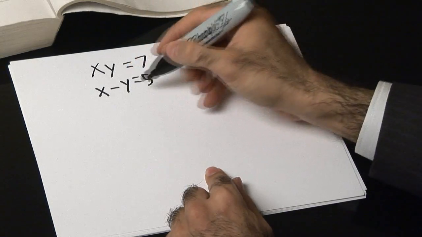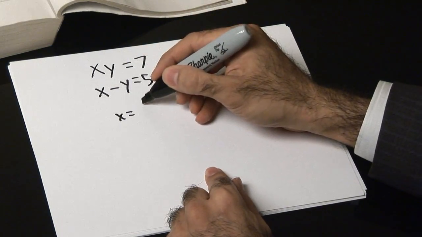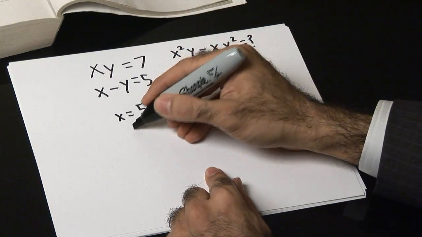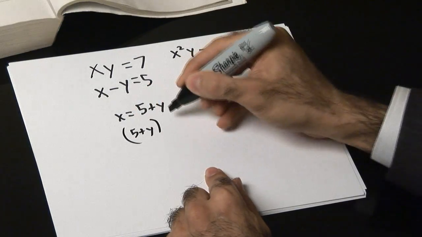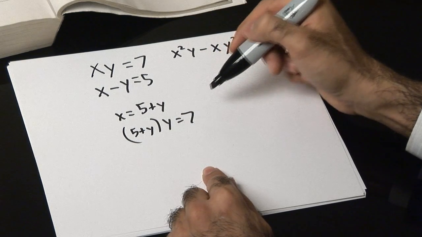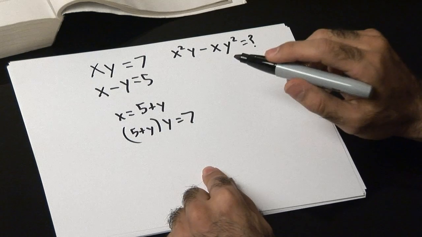If you're going to do this in school, you might do it like this. You would say that x equals, adding y to both sides, x equals 5 plus y, and then you plug that back in, you get 5 plus y times y equals 7. And this eventually will work. You'll have to solve a quadratic equation. It'll be unpleasant, but it'll eventually work. But that's not the best way to do this.